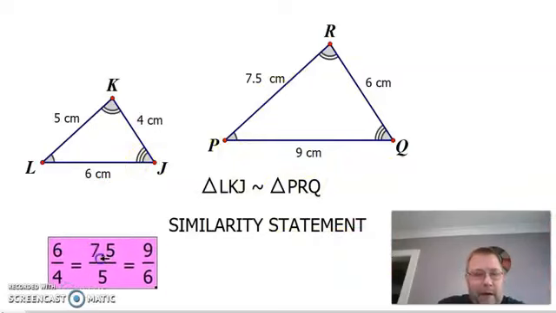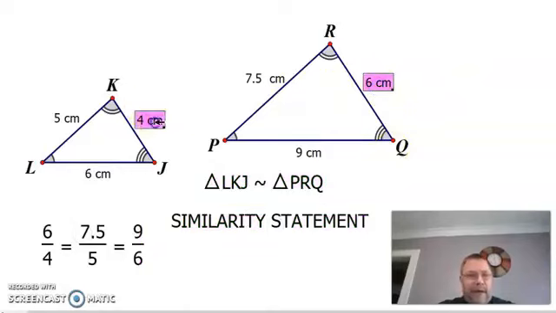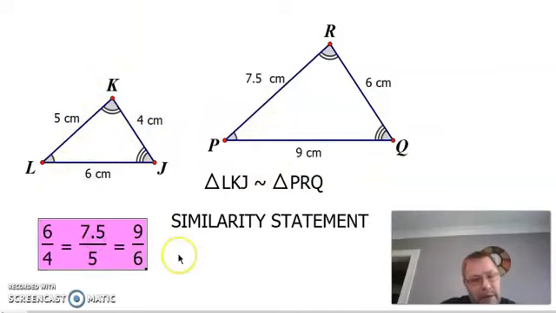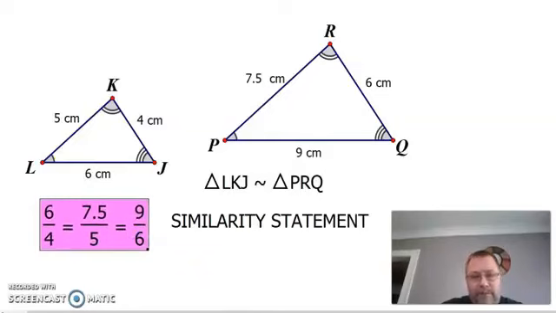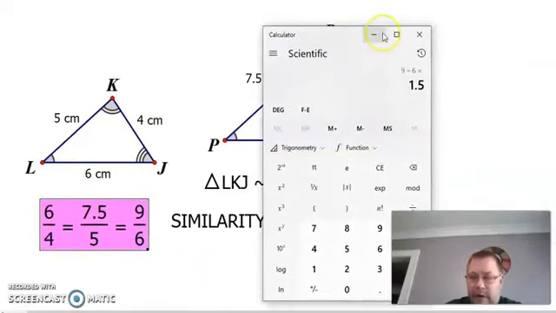And I can make a triple proportion out of this. You can see I took the side from here and matched it up with the side from here. 7.5 goes with the 5, and the 9 goes with the 6. Now, how do we know that these three pairs of sides are proportional? There are a number of different ways. The simplest way, I think, is to take out your calculator and do the division. 6 divided by 4, I get 1.5. 7.5 divided by 5, 1.5. 9 divided by 6, 1.5. I get 1.5 every single time.